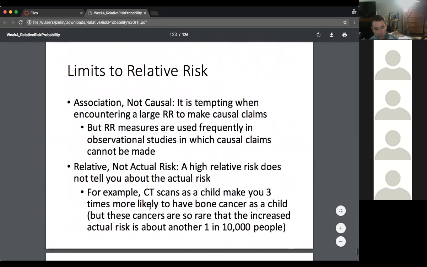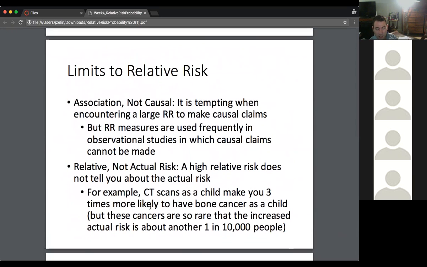So there are limitations to the relative risk. It's telling you that there's an association between the exposure and the outcome, but it doesn't prove any causality. In statistics, we don't prove causation, but we can say that there's a correlation or that there's an association between these two. And these are also relative risks. So you're not calculating the actual risk, but they're relative to those who are unexposed.